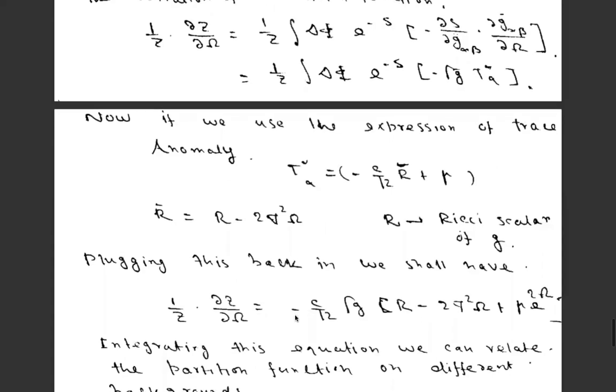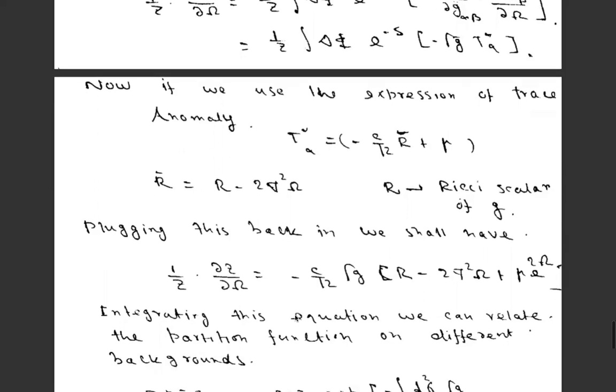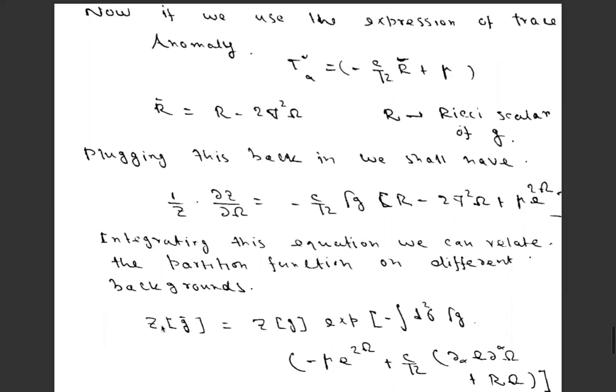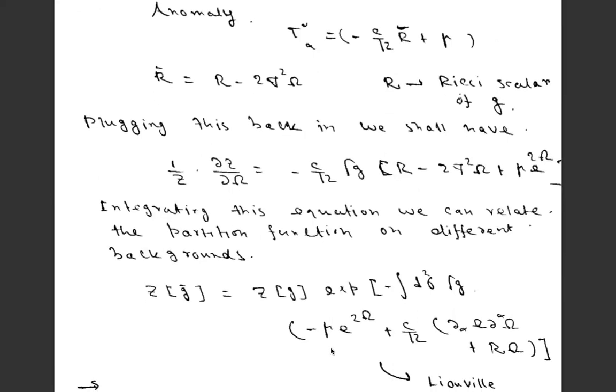Now we can integrate this equation to know how the partition functions on two different backgrounds would be related. If we integrate this, we get Z at g hat equal to Z of g times e to the power minus S, right? This is the partition function that describes matter fields on the background g hat, and this is the partition function for matter fields that live on g, and this is the missing piece that describes how the Weyl factor would enter the action.